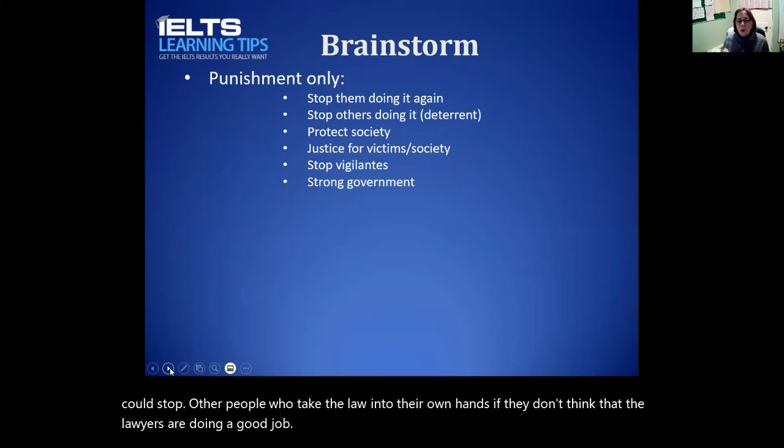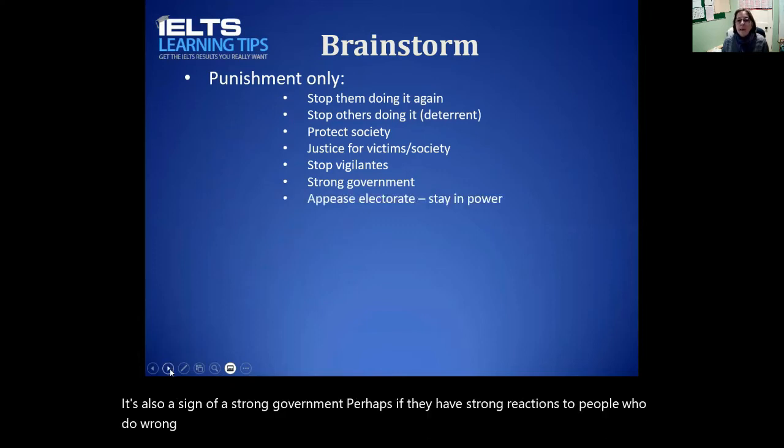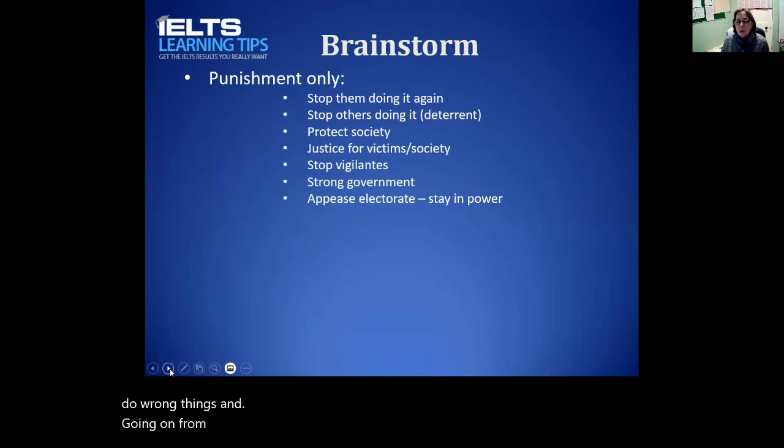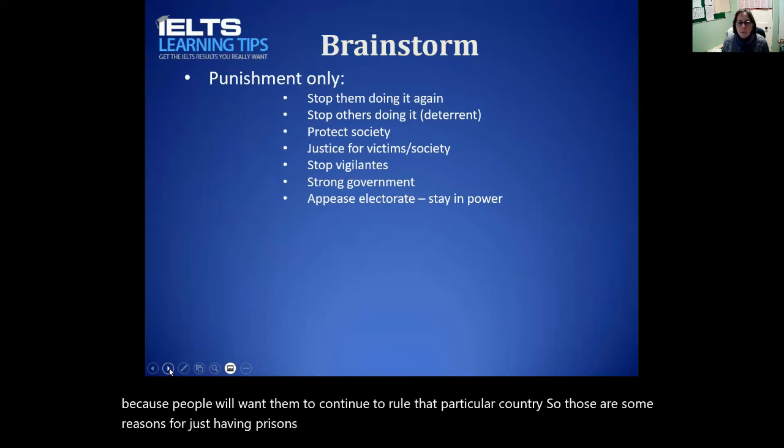It's also a sign of a strong government, perhaps, if they have strong reactions to people who do wrong things. And going on from that, if you have a strong government, it will help them to stay in power because people will want them to continue to rule that particular country. So those are some reasons for just having prisons for punishment only.